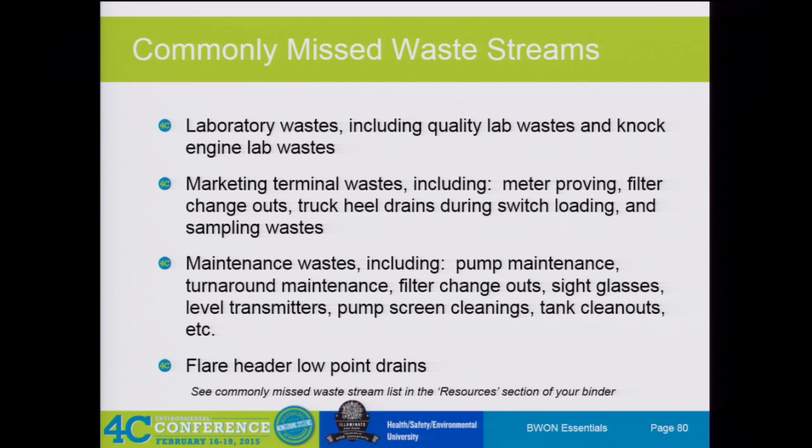Flare header low point drains. This one gets missed a lot, especially if your flare headers are a control device. You really got to be careful there. Flares do not always have to be controlled or control devices under BWON, and you can choose to make them or not make them depending on how you're using them. But your low point drains can accumulate a lot of liquid if you're not careful, and most of the time it just gets drained to the sewer, but that is BWON waste, okay? See commonly missed waste streams in the resources section of your binder.